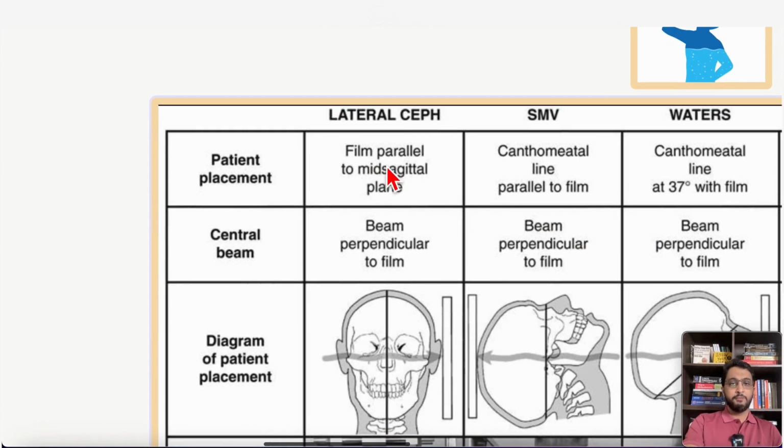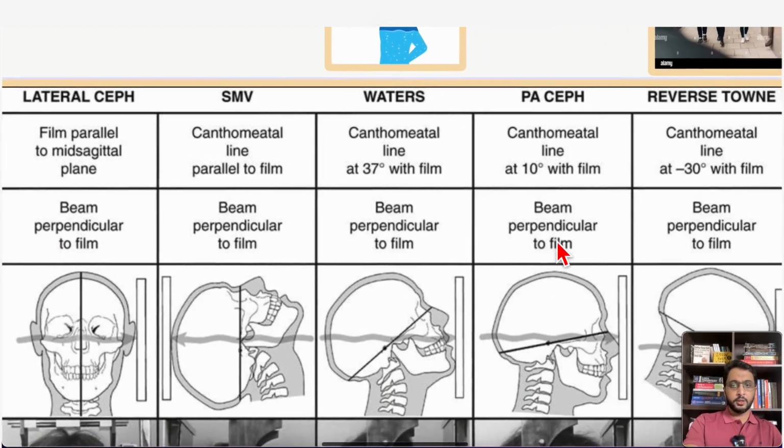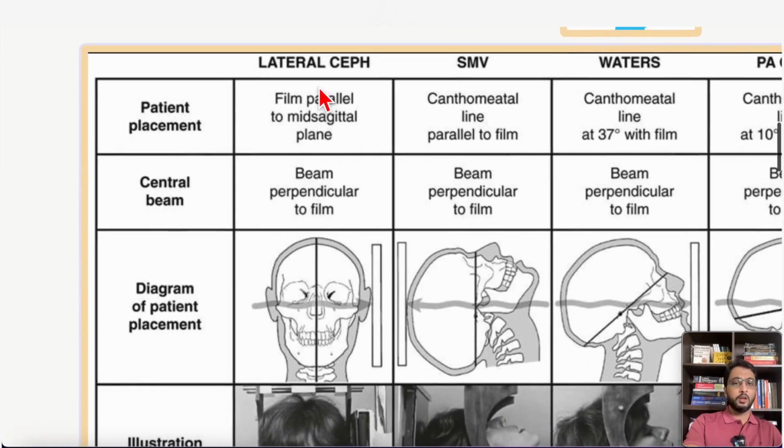So the film is placed parallel. This is the film, you can see this here, and this is the mid-sagittal plane, at the center. So they are kept parallel, and the beam is directed perpendicular to the film. That is the same for all. The beam is directed perpendicular to the film for all the cases, that's the common thing. The only thing is where you place the film, and whether you are tilting your head, and if at all, how you're tilting the head. The central beam is always perpendicular to the film, there is no confusion in that.